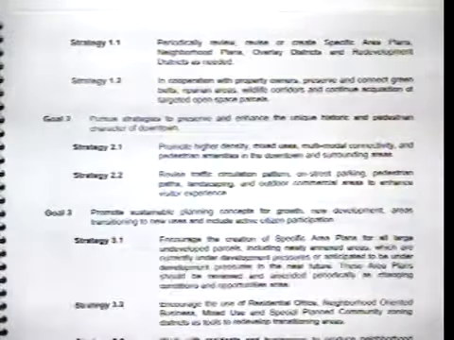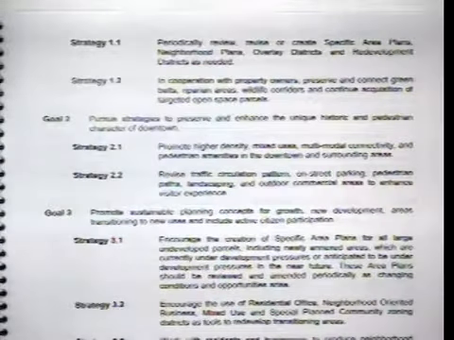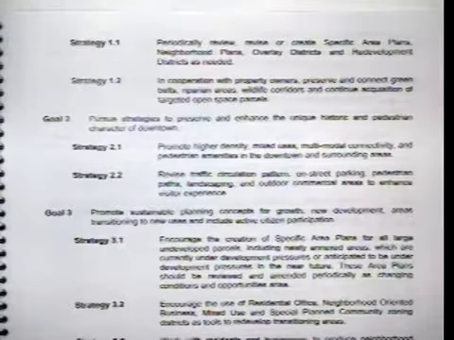And goal 2.1, promote higher density, mixed uses, multimodal connectivity, and pedestrian amenities in the downtown and surrounding areas. That's also in the 2015 general plan.